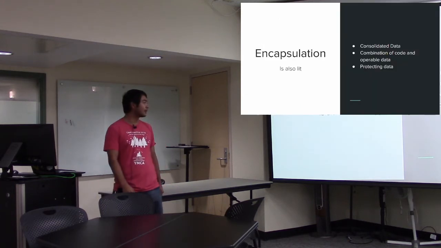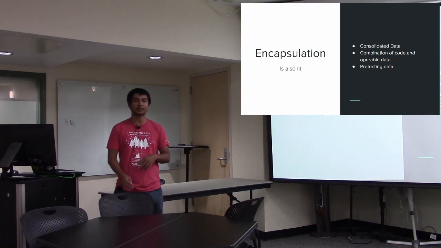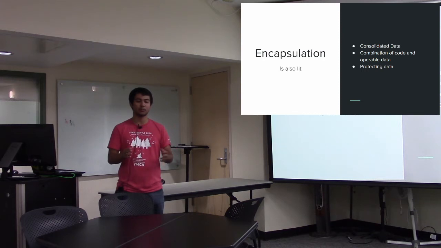As I described before, encapsulation is just consolidation of data. It's when you have a combination of code and whatever operable data you have that you want to do your methods on, right? And so the key thing about this is protecting your data. If you guys have ever done a Java class, then you know you want your variables to be private, and then you might make some functions private or public depending on the kind of access that you want it to have.